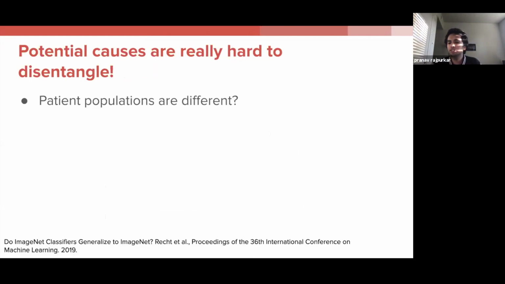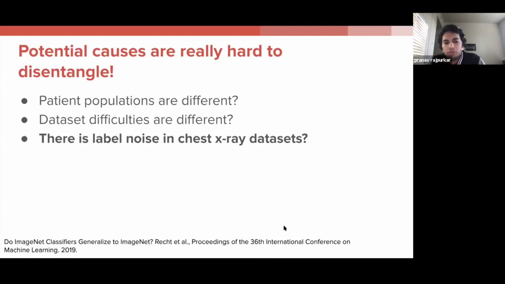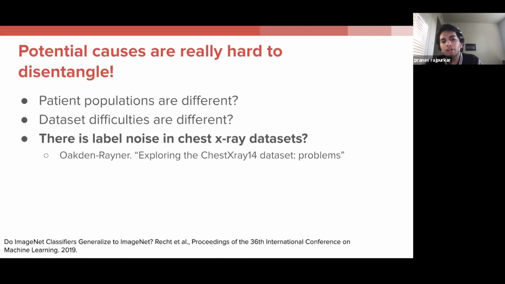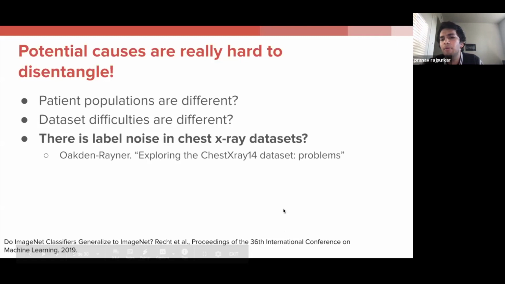Now, is it because your patient populations are different? Is it because the difficulties of the data set are too different? Now, it could be either of those two reasons. We had a third hypothesis in mind, which was that these chest X-ray data sets are just very noisy, and we shouldn't really trust the labels that we're getting for these data sets. And there had been others at the time who had also highlighted some of the problems with these data sets, saying, a lot of these examples are mislabeled. I would not label it like that at all.